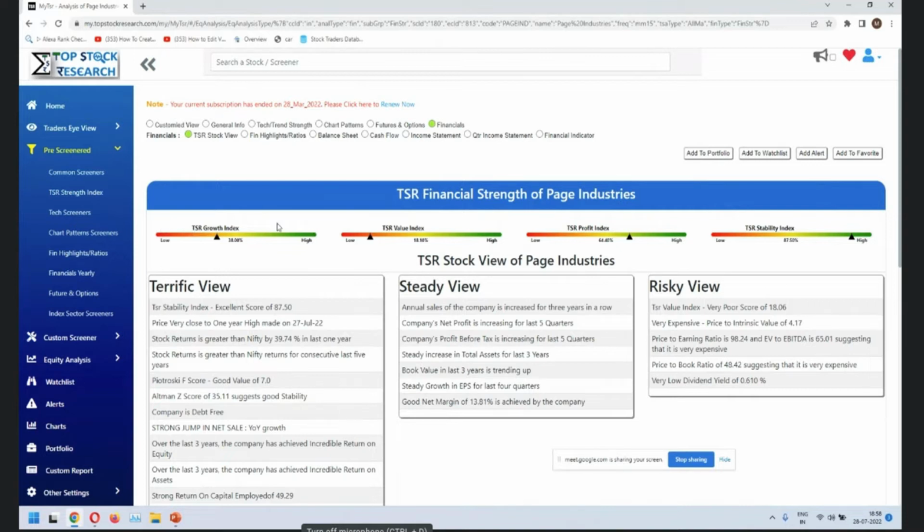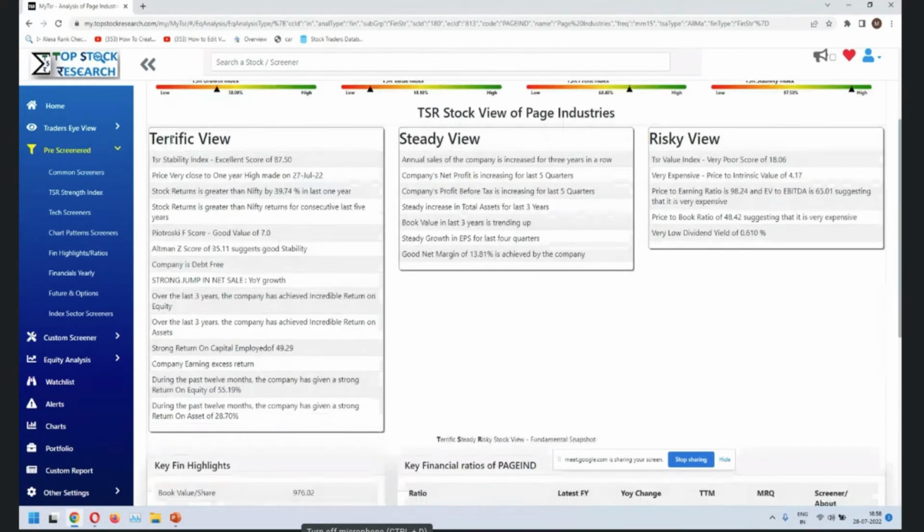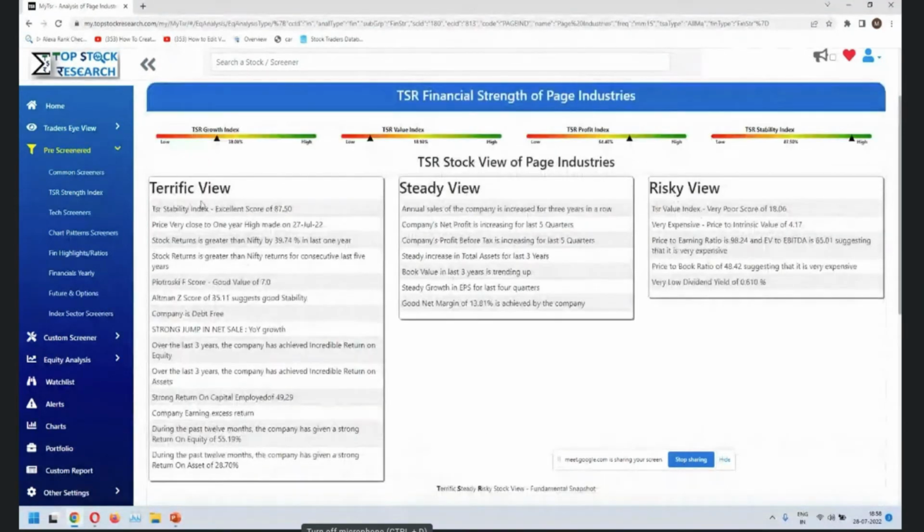So this will give you a very good overview of the key set of information that you look for. Apart from that, what we provide is basically why it is terrific, right? Like stock returns are greater than Nifty by 40%. Piotroski score is 7, and similarly, Altman is very high. Altman tells you the stability, right? So stability is pretty high here.